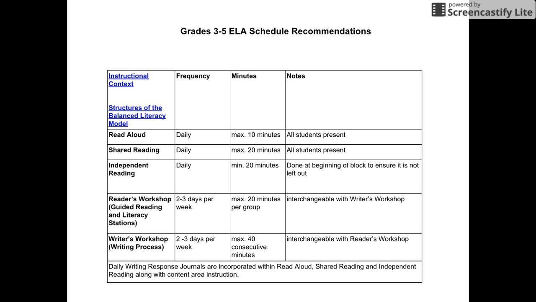Reader's Workshop, which would include your guided reading and your literacy stations, would be 2 to 3 days per week with a maximum of 20 minutes per group, depending on how many groups the teacher chooses to use to meet with that day. The Writer's Workshop would also be 2 to 3 days per week with a maximum of 40 consecutive minutes each time that you have writing workshop.